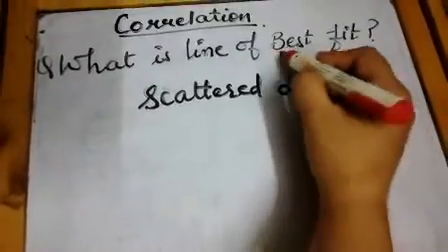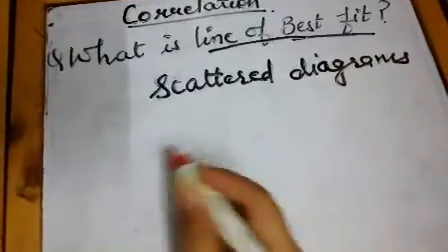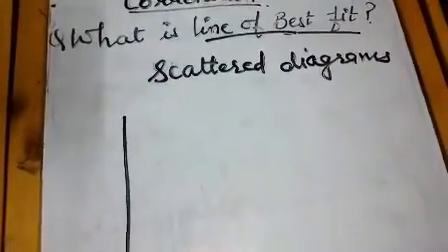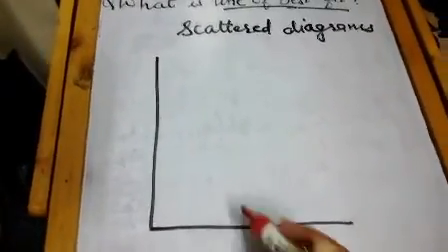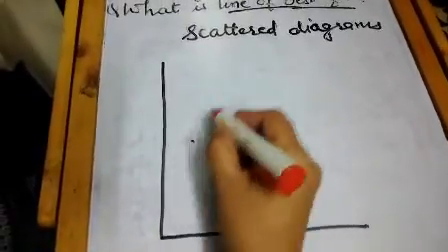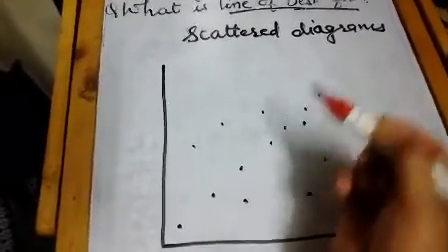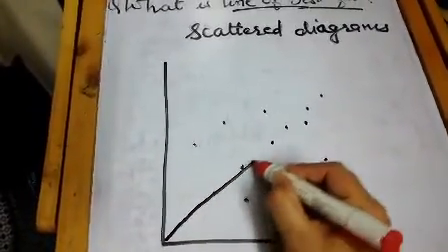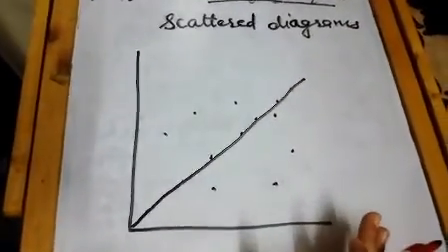So, children, when we talk about the line of best fit, it means that when we plot a graph, most of the points lie on the same line. These are the points given to you, but the maximum number of points are lying on the same line, and they form a straight line.